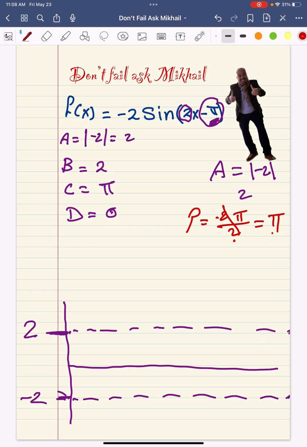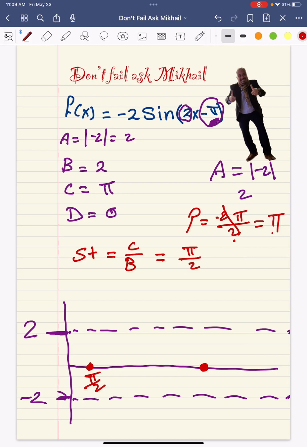What is my starting point? A starting point always equals c over b. In this case, my starting point is going to be pi over 2. I'm not starting at pi, it's c over b. So I'm starting here. Somewhere here is pi over 2. This is pi over 2. All right? Now, what is my end point? I'm going to end somewhere here.